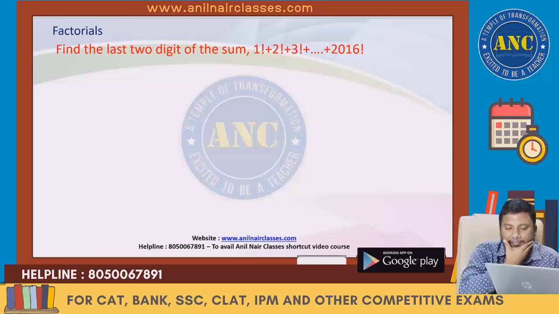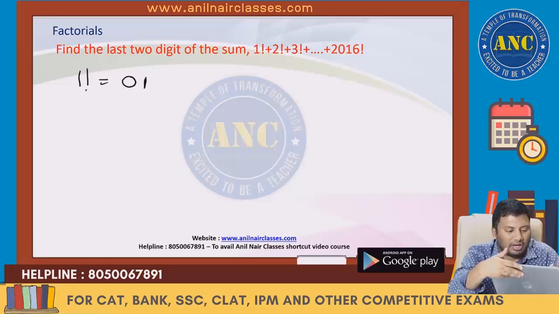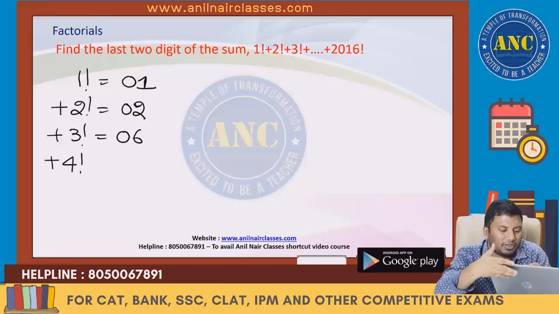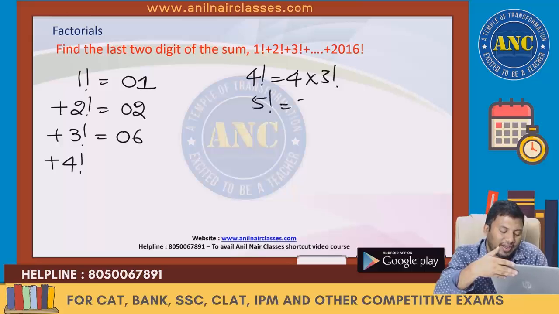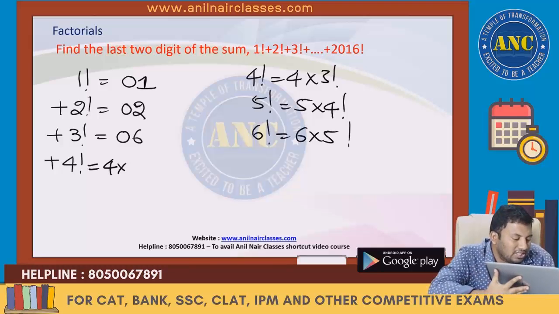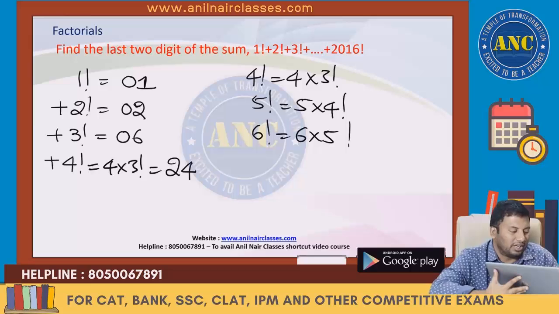This is a little good question. 1 factorial is 1, so 0, 1. 2 factorial is 0, 2. 3 factorial is 0, 6. Now, how am I doing the last digits? Please see here. 4 factorial is nothing but 4 into 3 factorial. 5 factorial is 5 into 4 factorial. 6 factorial is 6 into 5 factorial. 4 factorial is 4 into 3 factorial, 4 into 6, your last 2 digits is 24.